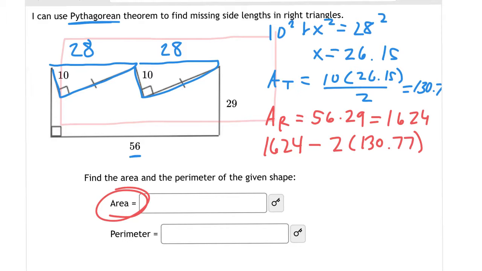Hopefully for the perimeter, you've got all the information that you need. You know, we figured out these missing sides here. We call them X when I did that here. And then this other side would also be 29. So you just have to add everything up to get that. Hope that helps.